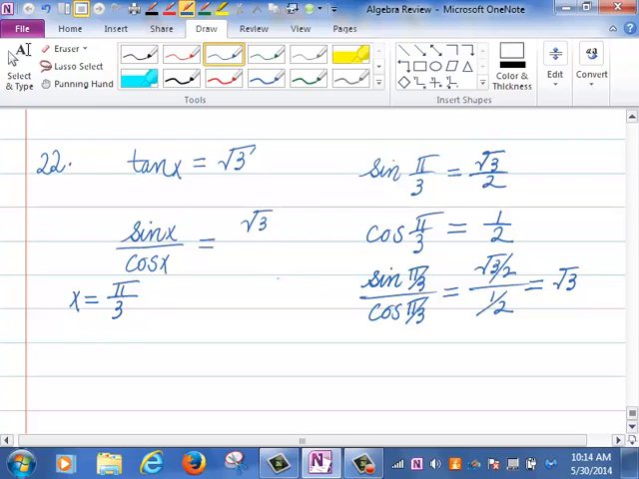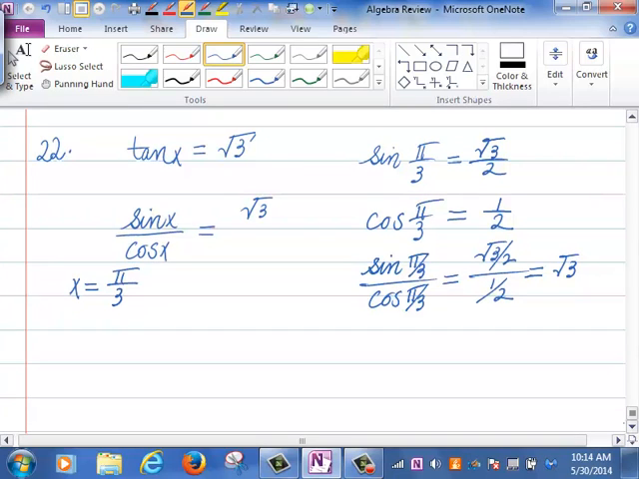Now there is another angle in the third quadrant. What is that? Yeah. So x could as well be 4 pi over 3. The reason is, at 4 pi over 3, you'll see that the sine value is what? Negative root 3 over 2, right? And cosine value is negative half, right? So if you take the ratio, you still get positive root 3. So these are the two angles where tangent x is root 3.